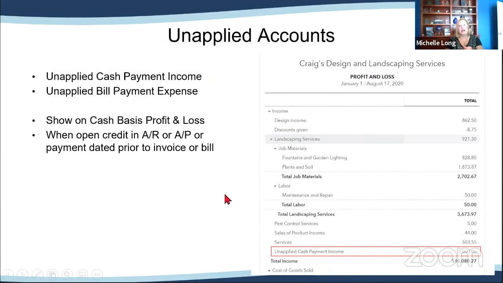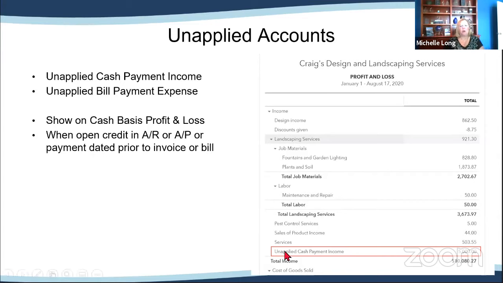Okay, and now here's another one that's unique to QuickBooks Online. So they don't have this in desktop. It's unique to QuickBooks Online, and it's also one of those things that is relatively new for a lot of us and people don't understand. It's unapplied cash payment income or unapplied bill payment expense. So it depends on whether we're talking about invoices and payments received, or we're talking about bills and bill payments. Okay, so cash payment income or bill payment expense.